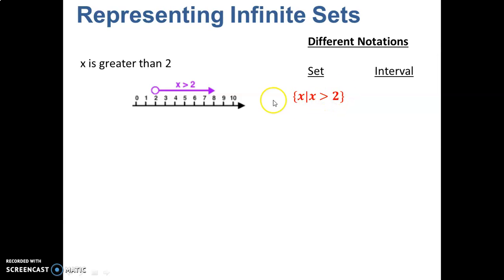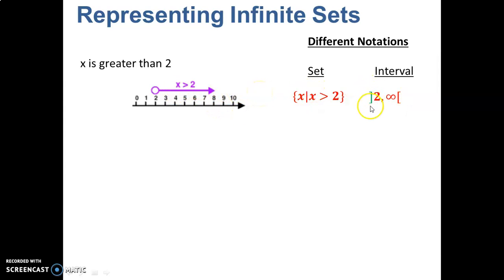There's another way to represent sets of infinite numbers. It is called interval notation. Interval notation looks like this. We can say from something, comma, which means to something. Don't confuse this with one point on a coordinate plane. This is not a single point. This means from this number to this number. So if x is greater than 2, we begin at 2 and we go all the way to infinity, positive infinity.